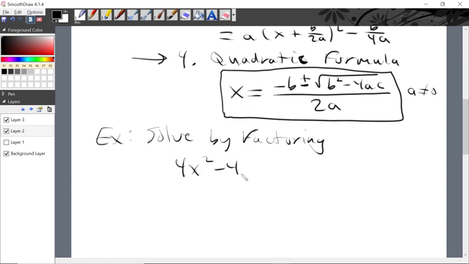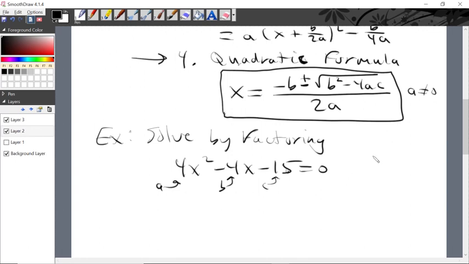Okay, let's try it on this one: 4x squared minus 4x minus 15 is equal to 0. How do we factor this? Okay, first, it's in standard form. Let's make note of that. We have a equal to 4, b is negative 4, and c is negative 15, and it is equal to 0. So it is in standard form, and it certainly is a quadratic. The highest power in the variable is 2. It's a polynomial.